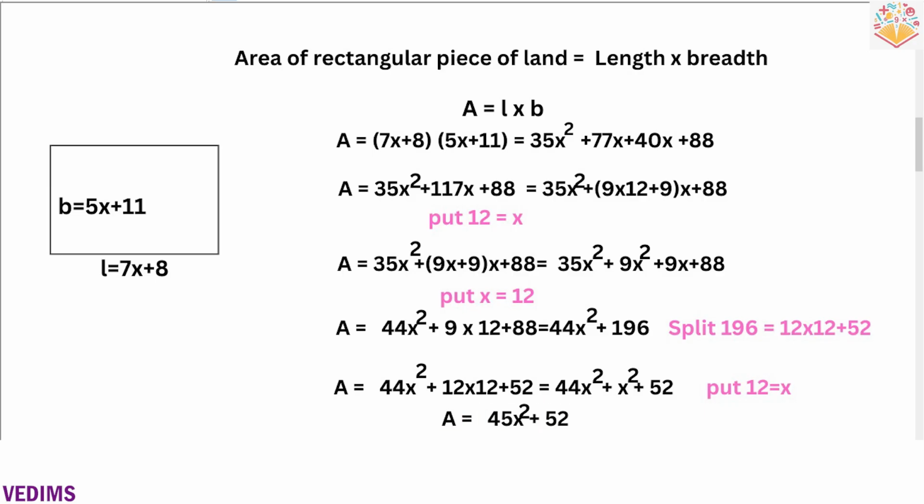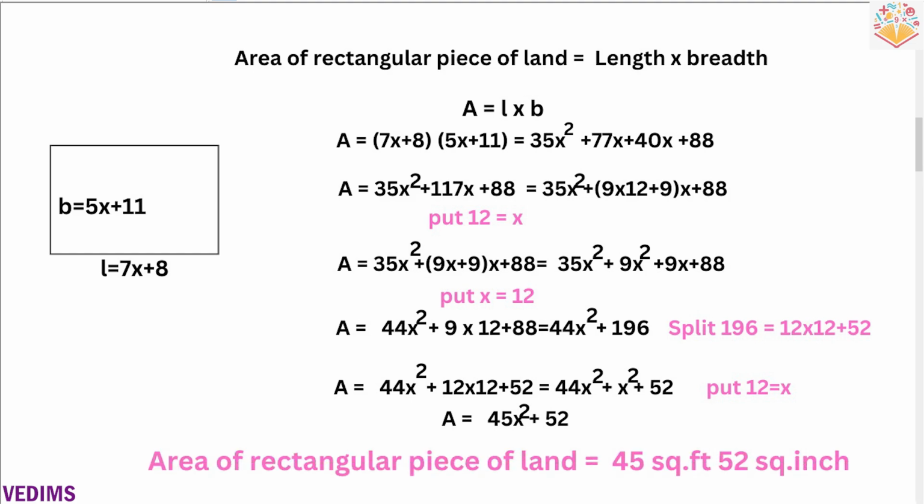Now the term containing x square will be square feet, not containing x will be square inch. Final answer of area of a rectangular piece of land is 45 square feet and 52 square inch. Is it not easy and comfortable, my dear students? Have the practice of this. You can reduce the burden of calculation by using long division method.